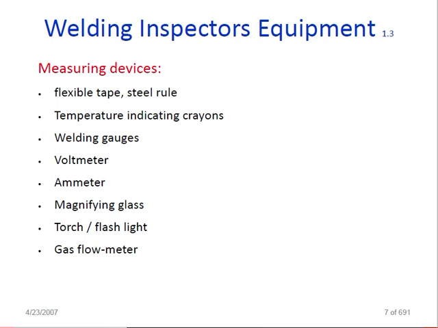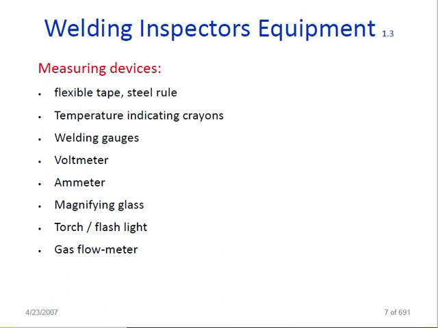Welding inspection equipment. What equipment does a welding inspector need to check at site? Measuring devices are a flexible tape and steel rule. Very important things. Second is temperature indicating crayons, also the infrared thermometer. You have to check interpass temperature, so you need these temperature indicating crayons.